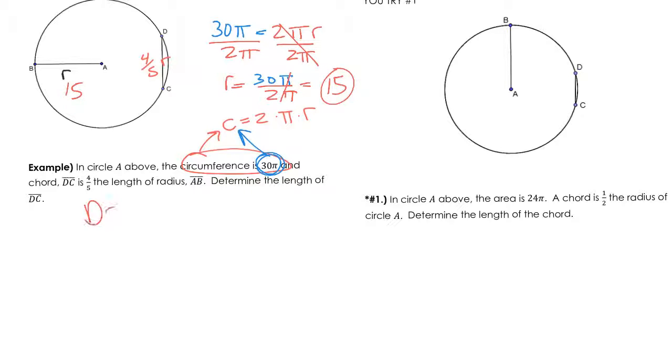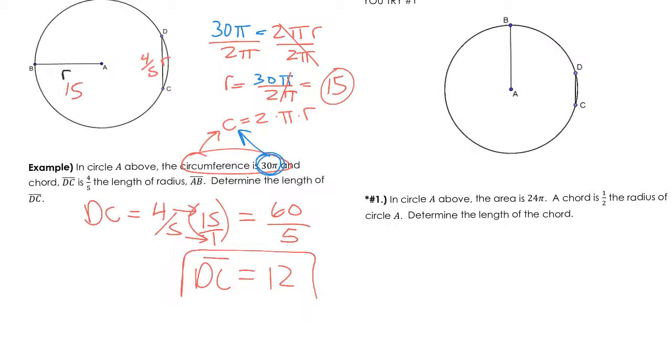Now to find DC, it's not the same size as my radius, it's 4/5 of my radius. So 4/5 times 15. If you want to put this over 1 and multiply the numerators, multiply the denominators, 4 times 15 is 60. 5 times 1 is 5. So DC equals 12. 60 divided by 5. I would pause the video, try the one on the left or the right, and see how you did.